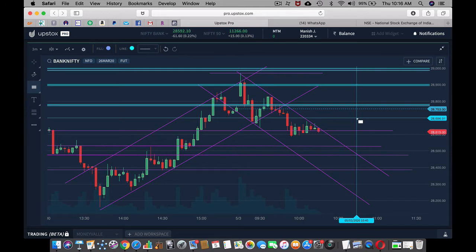Very crucial point, very, very crucial point. The market could go in any direction from this level, and as created with this line, the market should come down, and it's giving those evidences.